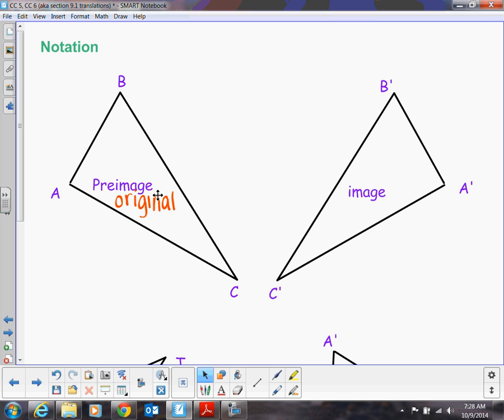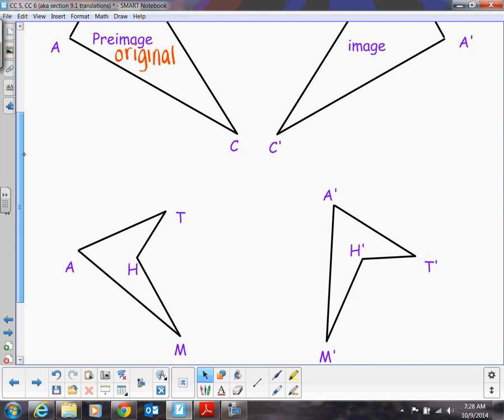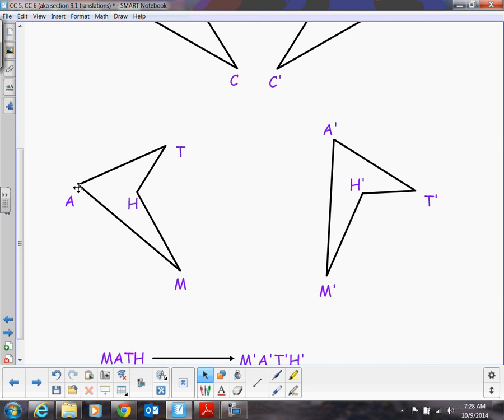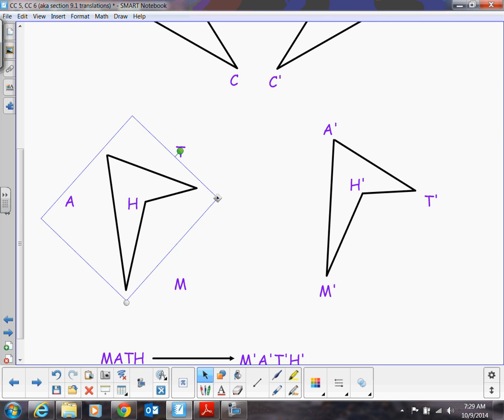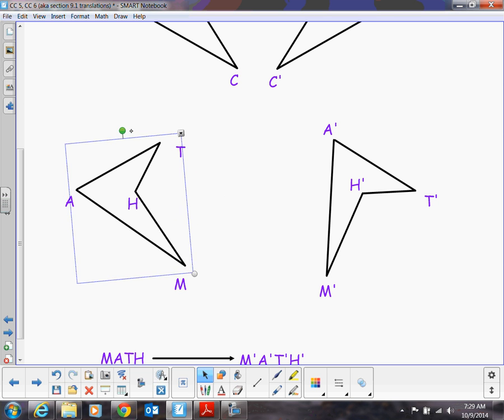What did they do to go from the pre to the image? They flipped it. That's called a reflection. All right, if we look at this one, we have M-A-T-H. So notice M prime corresponds to your M, your H prime to your H, your T prime to your T, and your A prime to your A. They have rotated this figure too. I would have to turn this, I think, in order to, you see it? You see what they did?